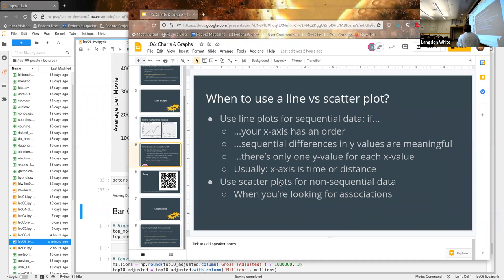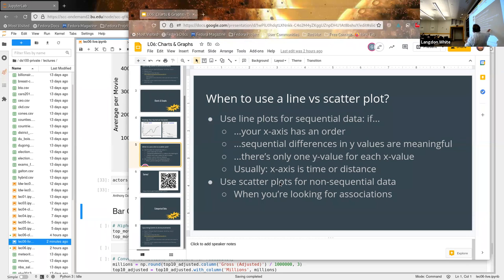All right. And then this is another one that comes up a lot too, that there has to be only one y value for each x value. Just keep in mind you may have more than one row for any given x, right? So as a result, you can't draw a line with that. Okay. Bummer. And commonly the x-axis is time or distance, but it really can be anything. The point is that it needs to be sequential. It needs to mean something to go from left to right and from bottom to top, right?